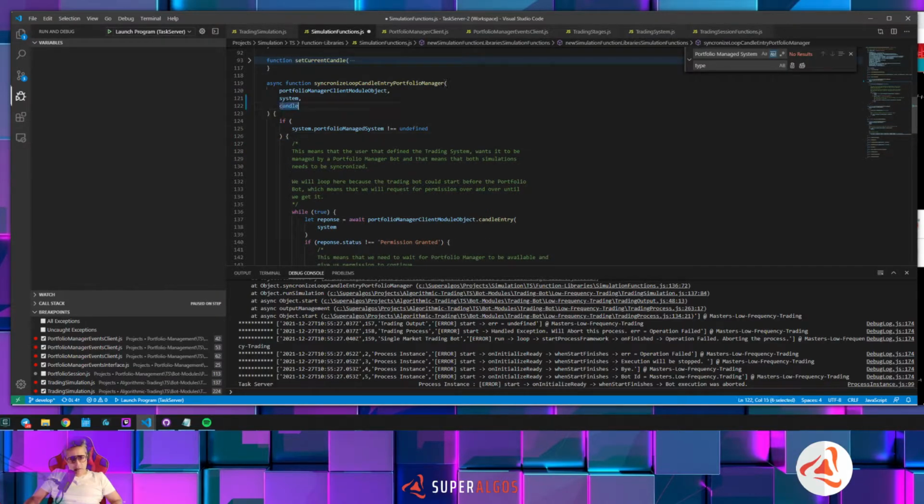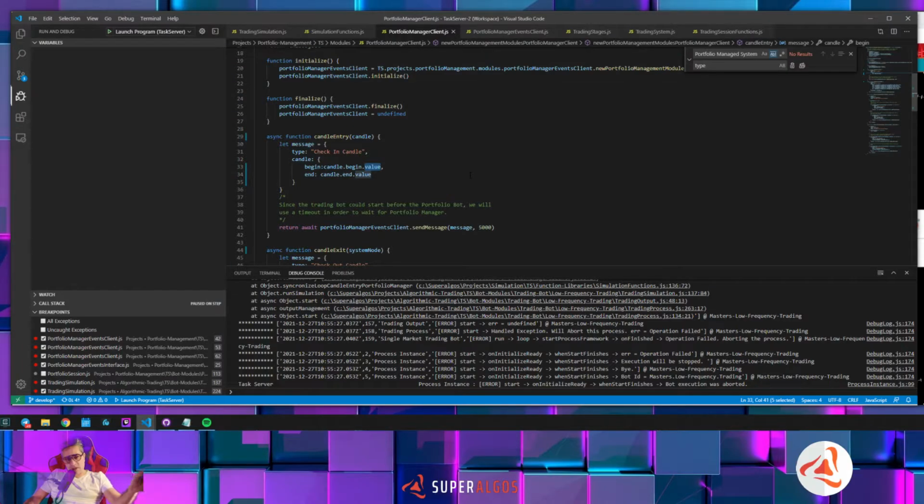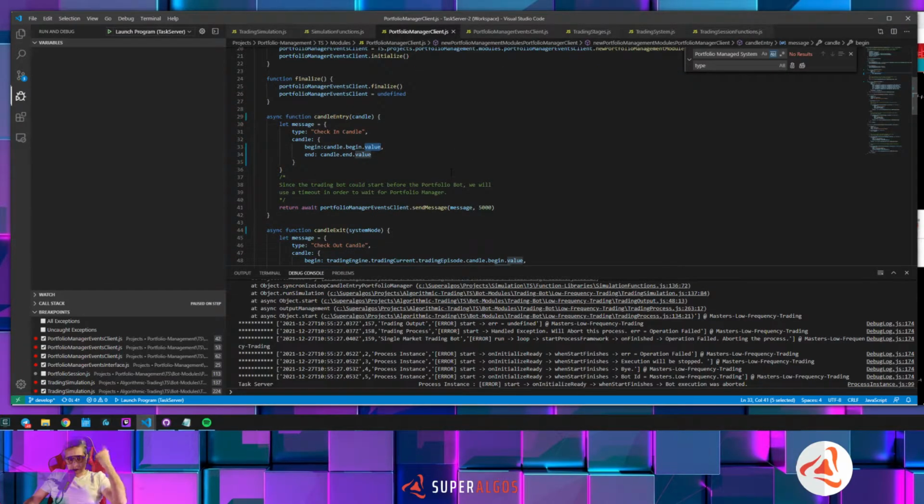Okay, to be clear, what I'm doing, to be clear, I don't like this module that belongs to the Portfolio Manager project to know too much about the algorithmic trading project and its trading engine.